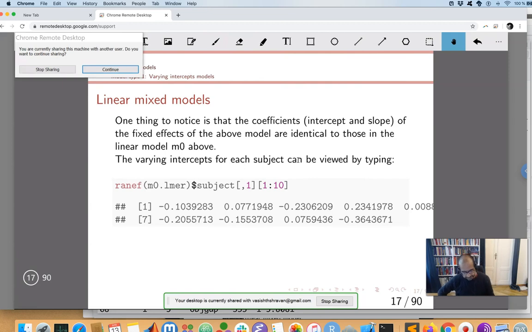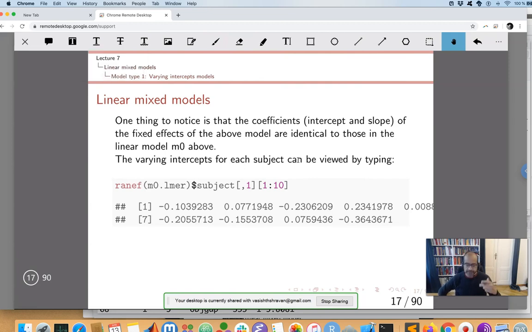Now, as I mentioned, the interesting thing here is that I have an adjustment to the grand mean intercept. I have an adjustment by subject. I can actually view those adjustments by using this piece of code. There's a random effects function, ranef, which takes the fitted model, and you can extract the first 10 subjects' intercept adjustments.